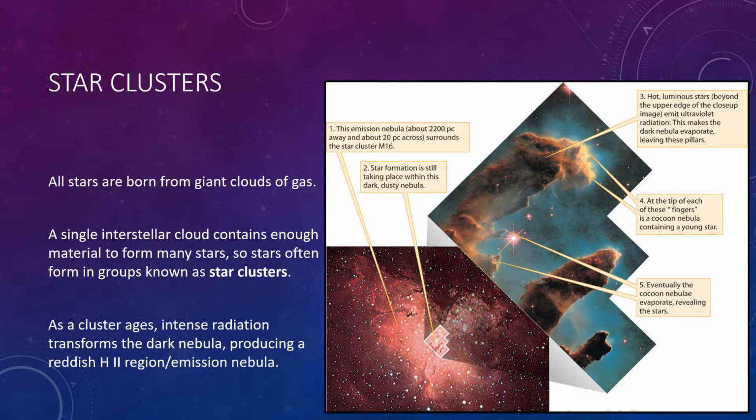As a cluster ages, intense radiation transforms the dark nebula, producing a reddish H II emission nebula. So that's just kind of what this image here is showing. So you have these big pillar towers where stars are forming, but around it is the H II or emission nebula that you see because of that red characteristic color. So because there's this giant cloud of material, we can usually form multiple stars from it, and so we get star clusters.